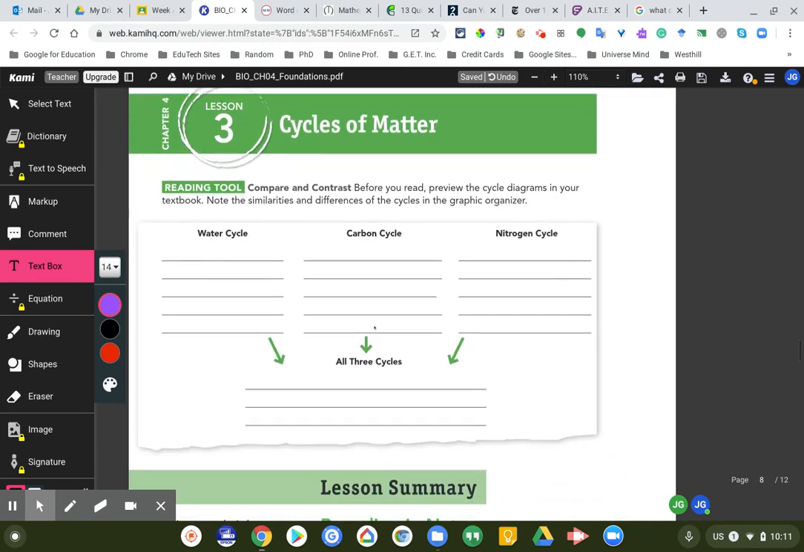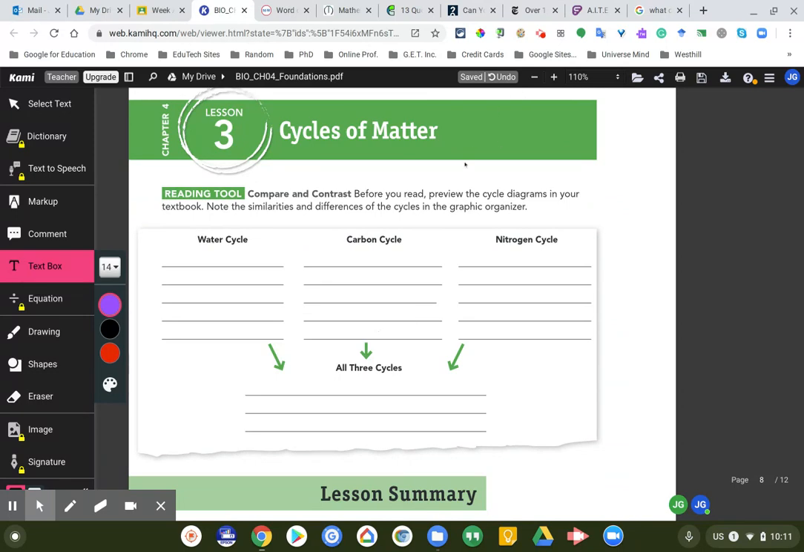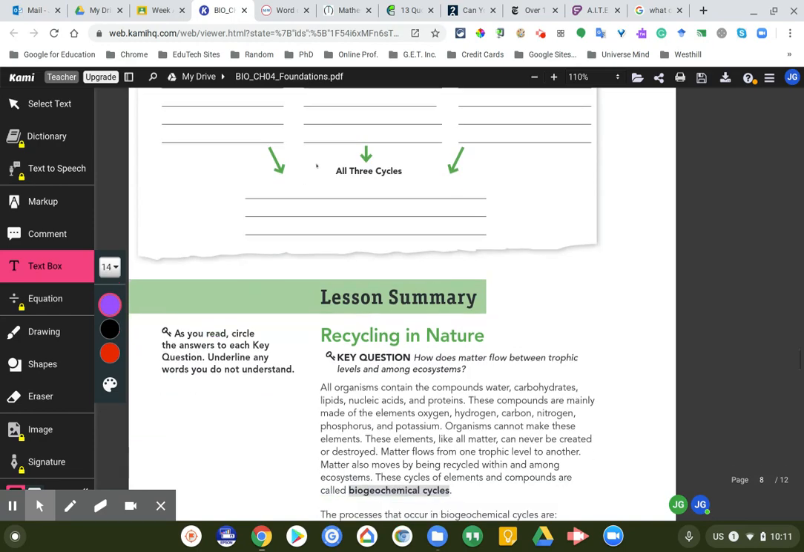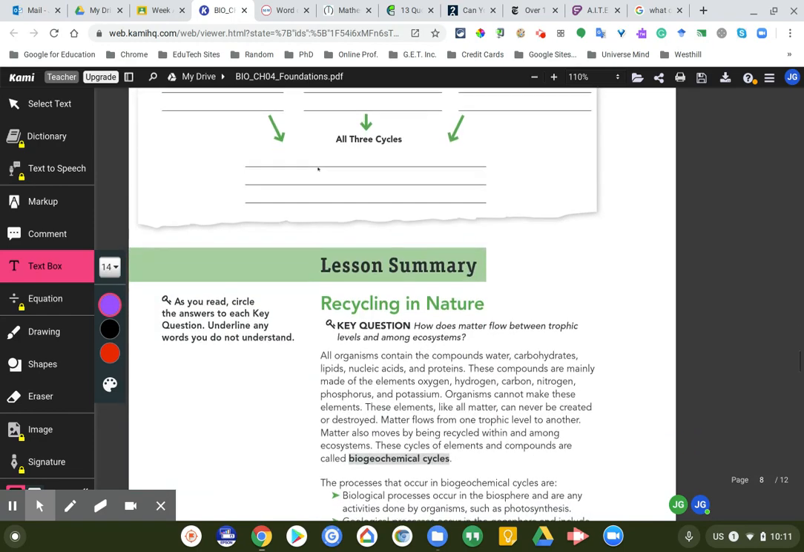Okay. Chapter 4, Lesson 3, Cycles of Matter. Am I still recording here? Oh, yeah. Definitely. Okay. Cycles of Matter. Boy. You know, I came through and looked at this, and I kind of found out that humans aren't doing a really good job here. Cycles of Matter. Here we go. Water cycle.